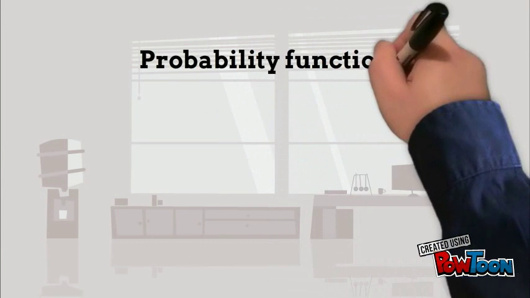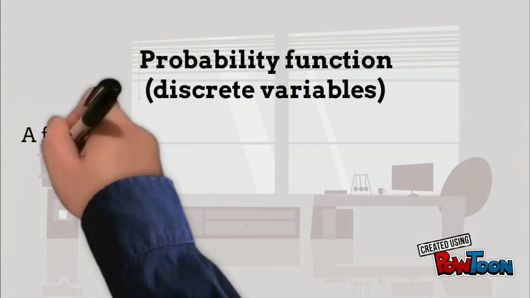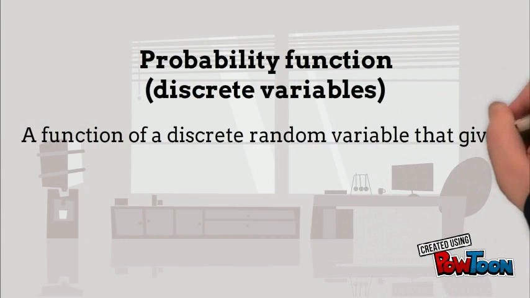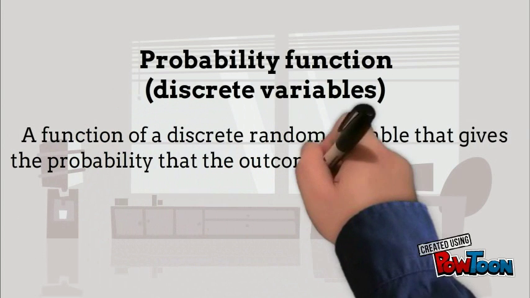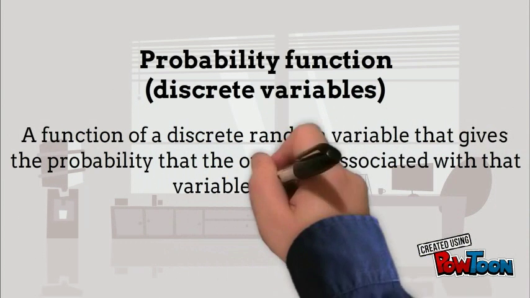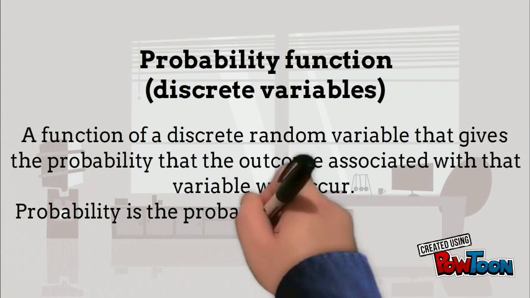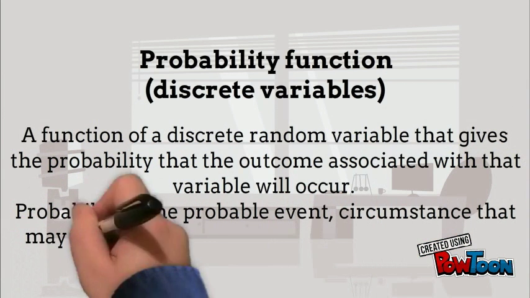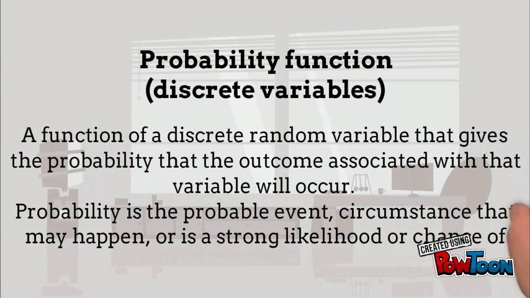Probability function. A function of a discrete random variable that gives the probability that the outcome associated with the variable will occur. Probability is a probable event or circumstance that might happen, or is a strong likelihood or chance of something.